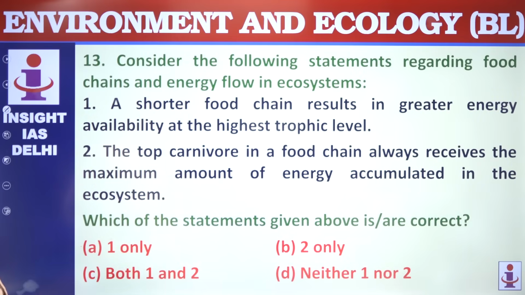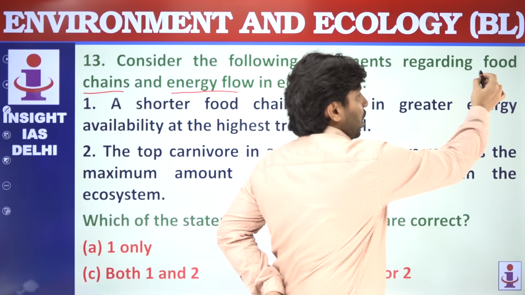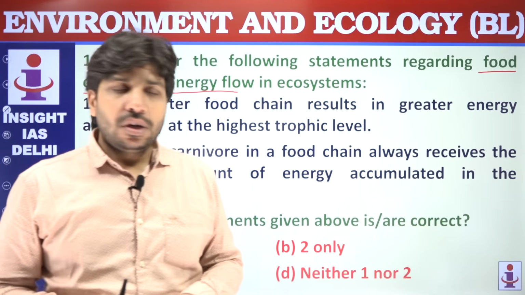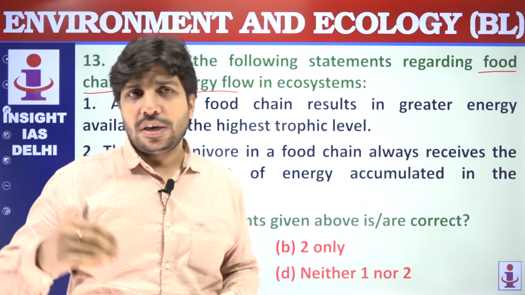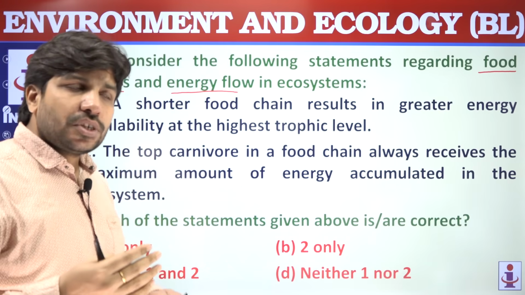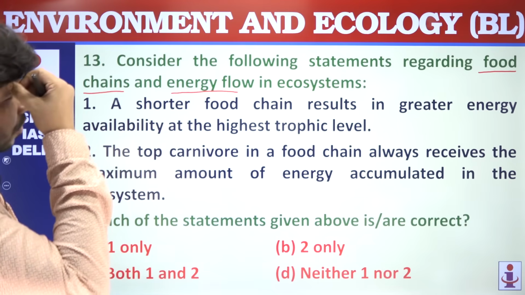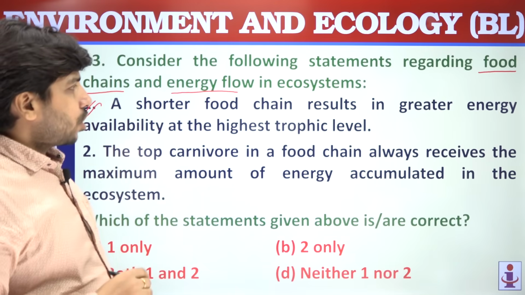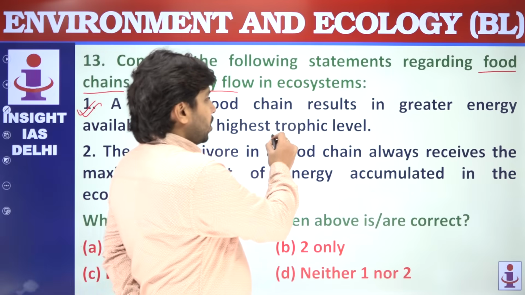Then we have this question regarding food chains and energy flow. What is food chain? Food chain in crude terms you can say that it is a graphical representation of कैसे energy flow हो रहा है from plants to higher organisms. So food chain and energy flow in ecosystems. A shorter food chain results in greater energy availability at the highest trophic level. Yes, the shorter the food chain, greater will be the energy availability at the higher trophic level. Trophic level, एक term आया यहाँ पे.